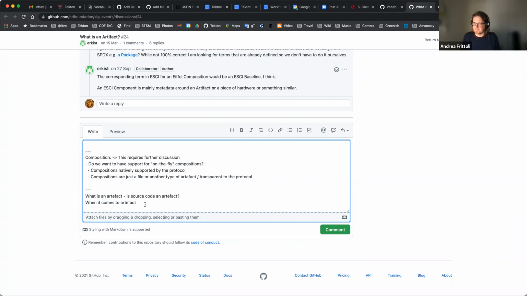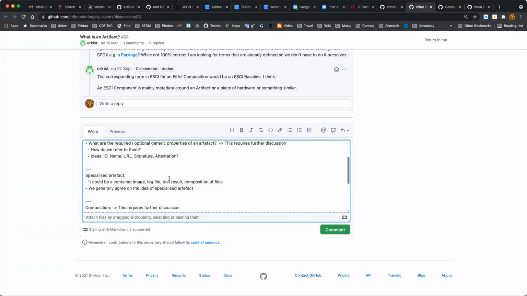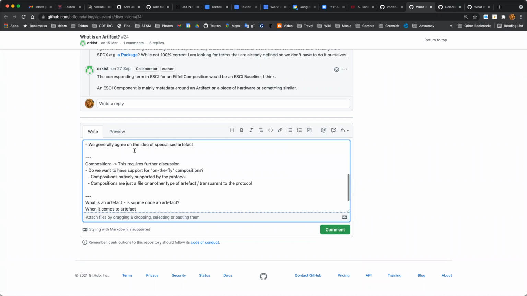But the question is, should we move this composition out to its own discussion so we don't mix it with artifact? Would you say, Eric? Sorry, I didn't follow the train of thought there. When it comes to compositions, should that be part of the artifact discussion, or should we move it to another question, that is, how do we define a composition?